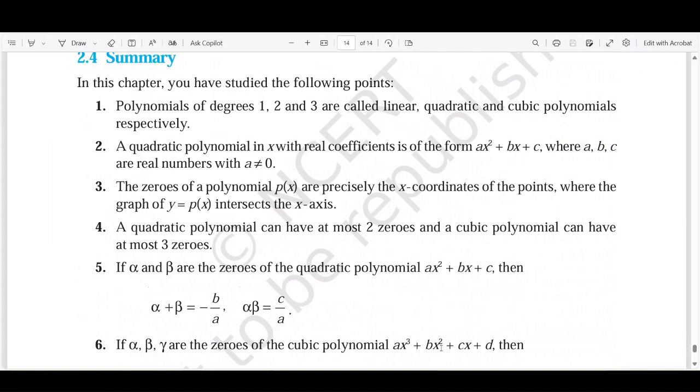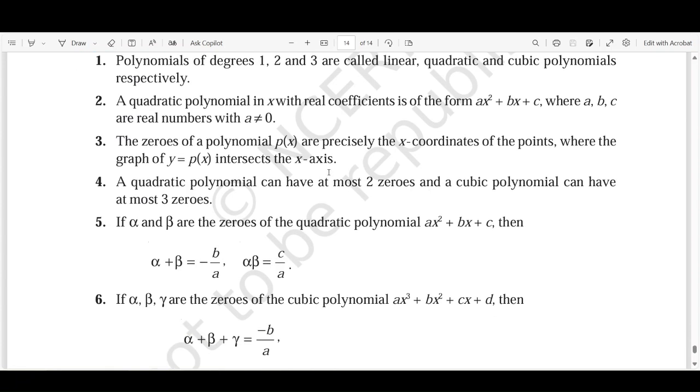So in the summary, they have given all the important points to be remembered. So what they have discussed here is polynomials of degree 1, 2, 3 are called linear, quadratic and cubic polynomials, and a quadratic polynomial with a real coefficient, they have given the general form, and the zeros of the polynomials are geometrically interpreted in such a way that the graph of the polynomial will intersect the x-axis at that point. So that point we consider to be zeros of the polynomial.